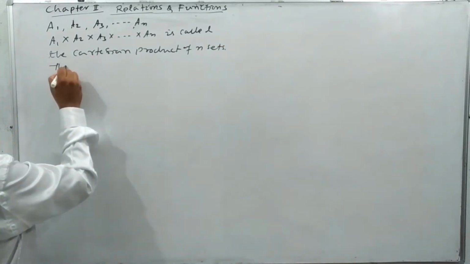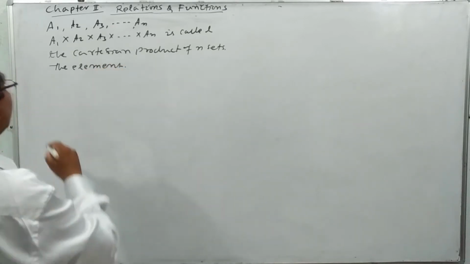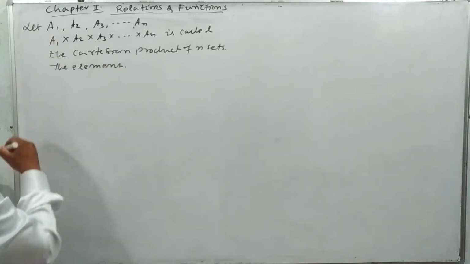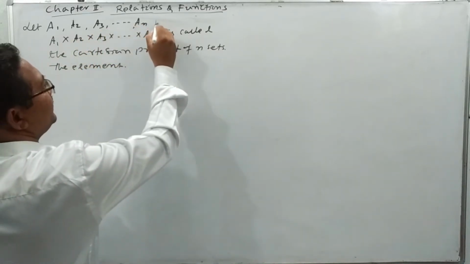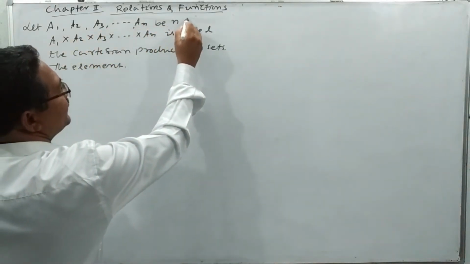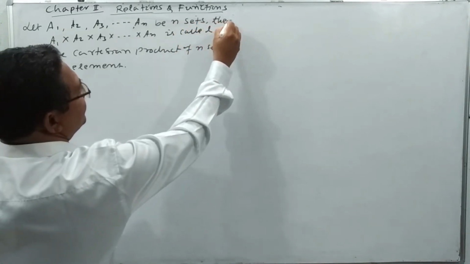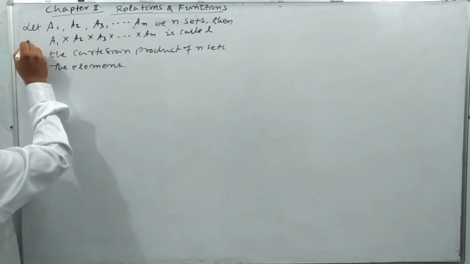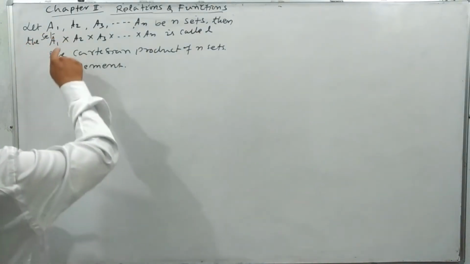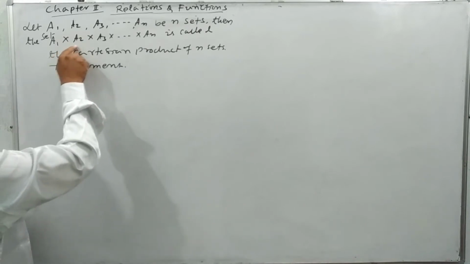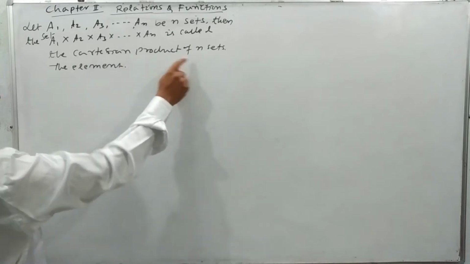Once again, let A1, A2, A3, An be n sets. Then the set A1 Cartesian product A2 Cartesian product A3 up to An is called the Cartesian product of n sets.